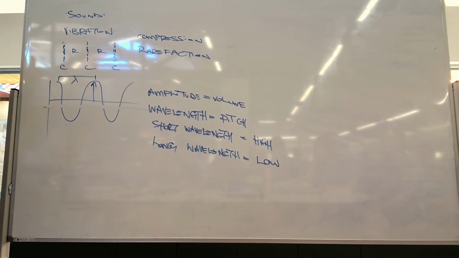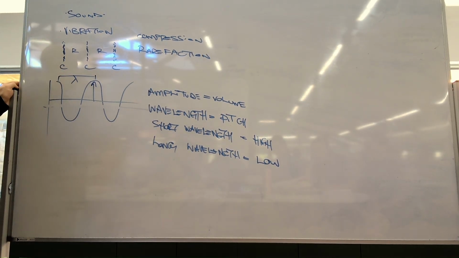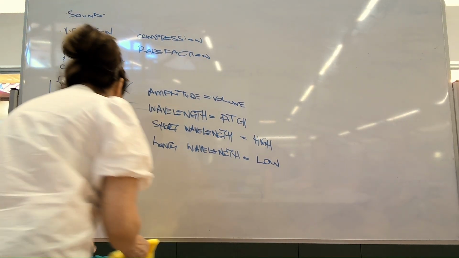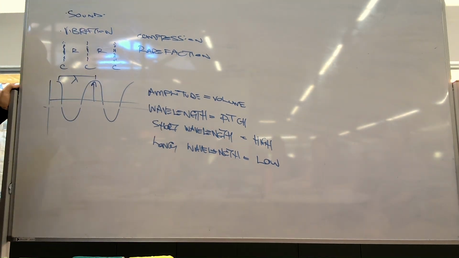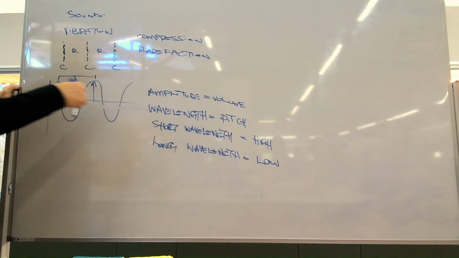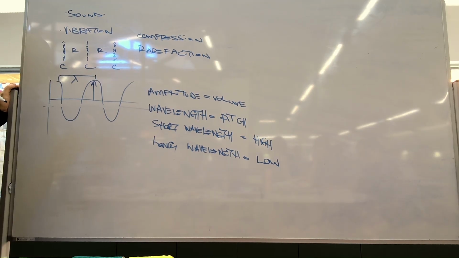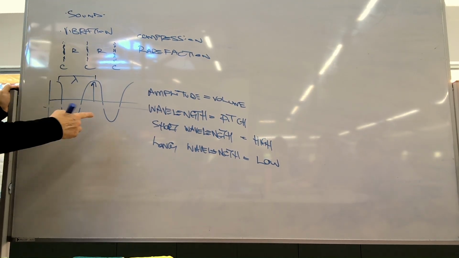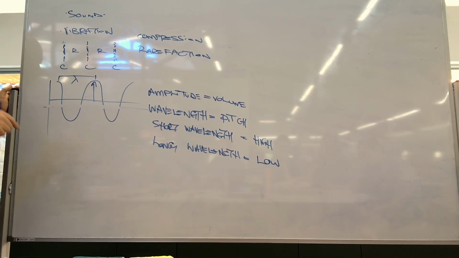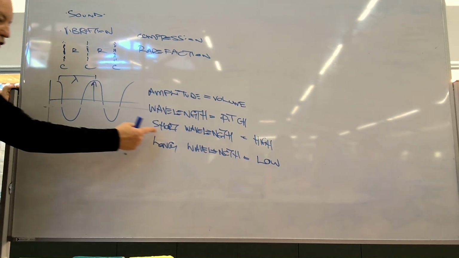Yes. But that gives you the frequency. A frequency is the number of waves per second. So if you've got a short wavelength, you can fit more into 1 second. So if you've got a short wavelength, which means you've got a high frequency, that gives you a very high pitch. And if you've got a long wavelength, you've got less waves per second, and it gives you a low pitch. Long. Short. Long.